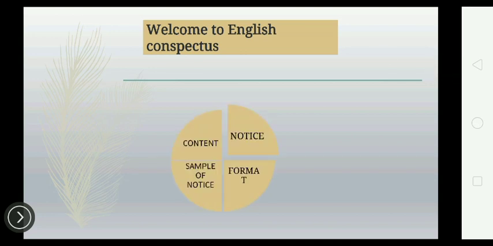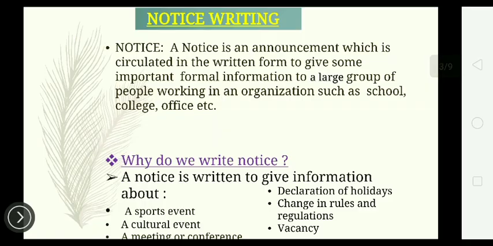Now let us see what content we are going to discuss today. So that is notice. I will be telling you what is the meaning of notice and when to write. Next is format, that is, how to write, then content, what to write in the notice, and finally a sample of notice. So now let's get started.